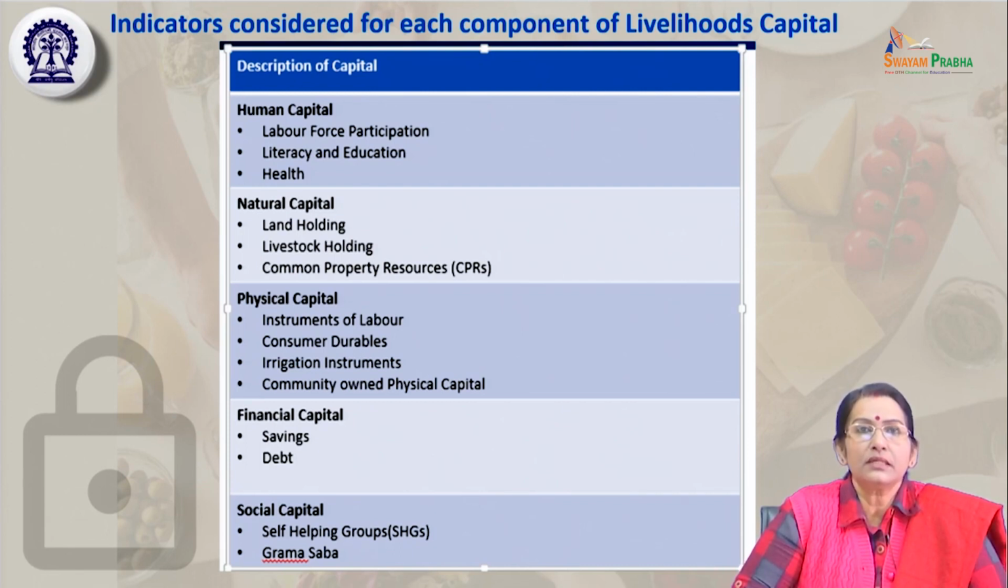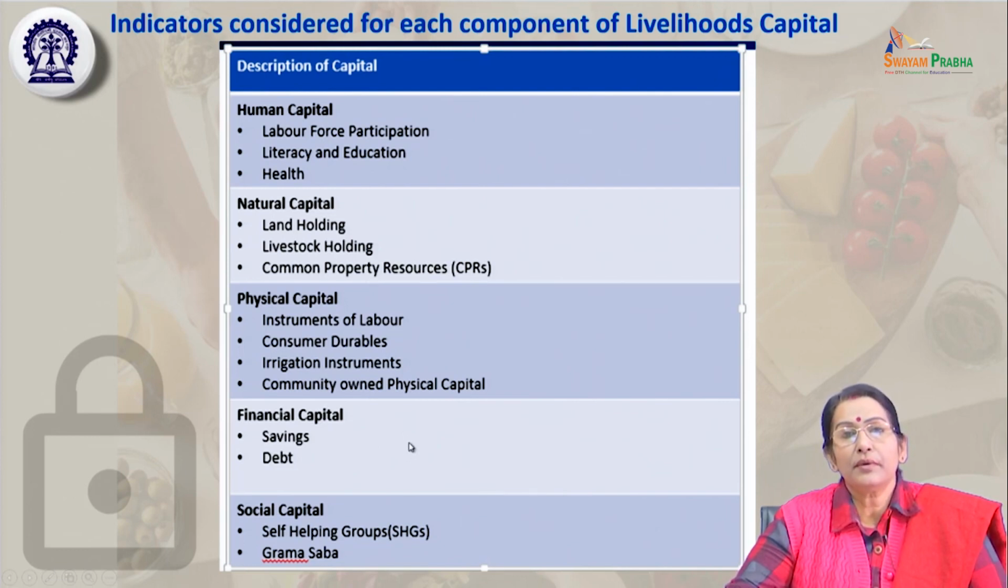So when we categorize each component into different capitals, we find that primarily there are these five capitals: human capital; natural capital, that is from the natural resources like land holding and property; physical capital, that is the instruments, irrigation instruments, consumer goods, community-owned, etc.; and financial capital and social capital. These five types of capitals should be managed properly to remove poverty or to achieve our sustainable development goals.